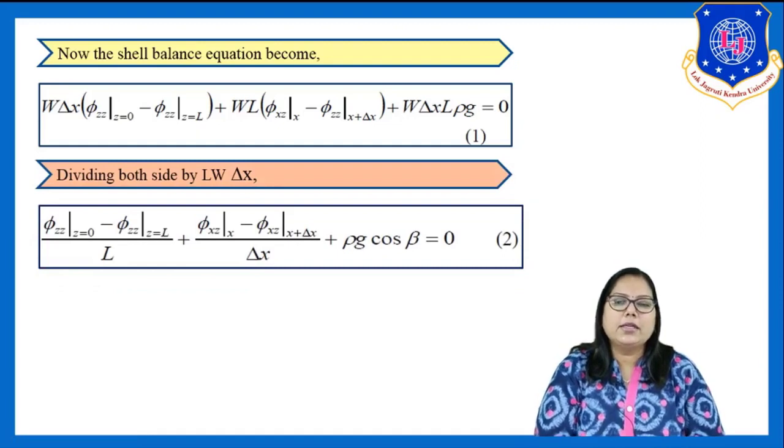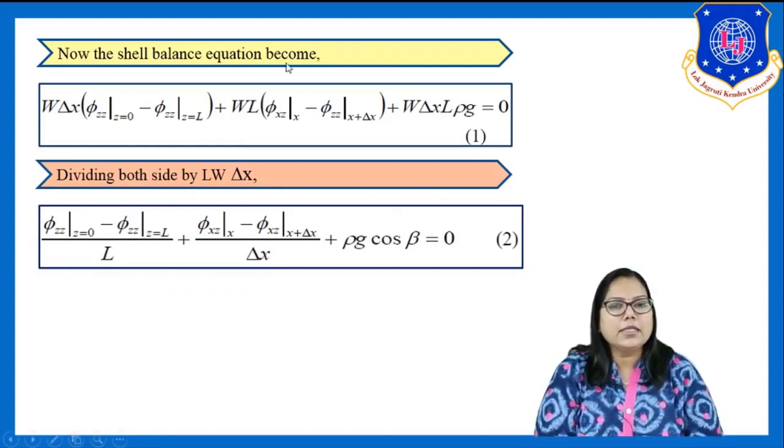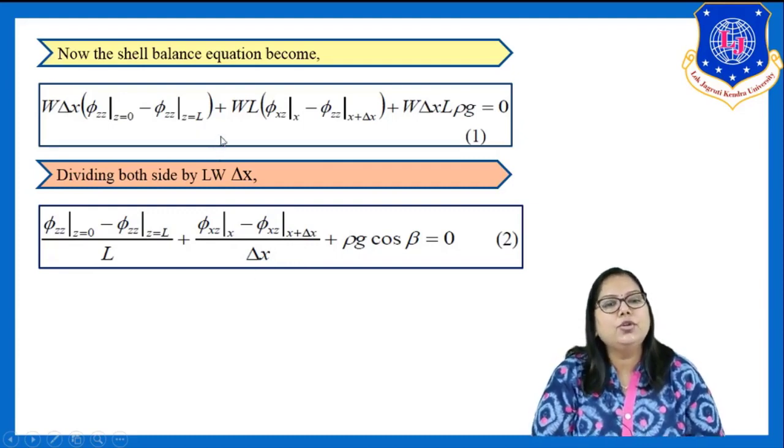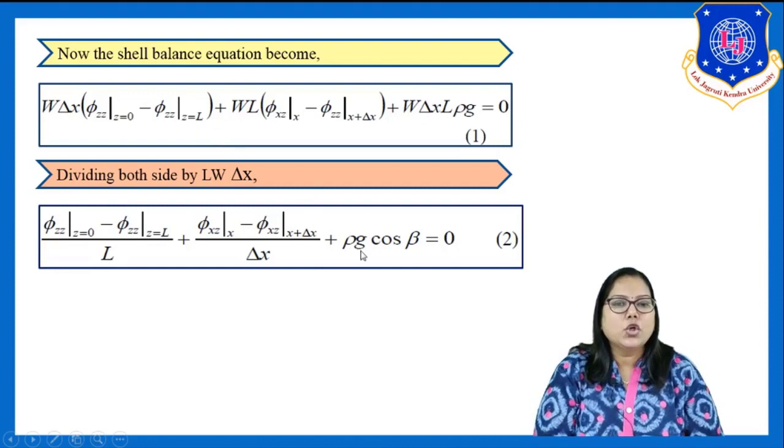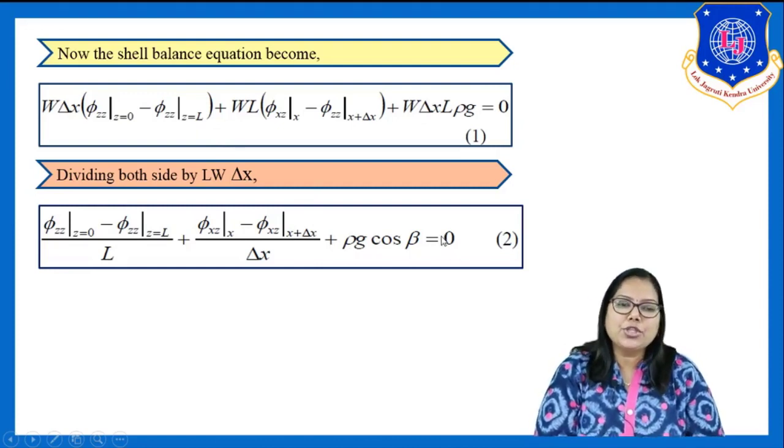Now I am dividing this equation by LW delta x. The form of the equation becomes phi zz at z equals 0 minus phi zz at z equals L divided by L, because W delta x will be cancelled out, plus phi xz at x minus phi xz at x plus delta x divided by delta x, as LW cancels out, plus rho g cos beta is equal to 0. This is my equation number 2.